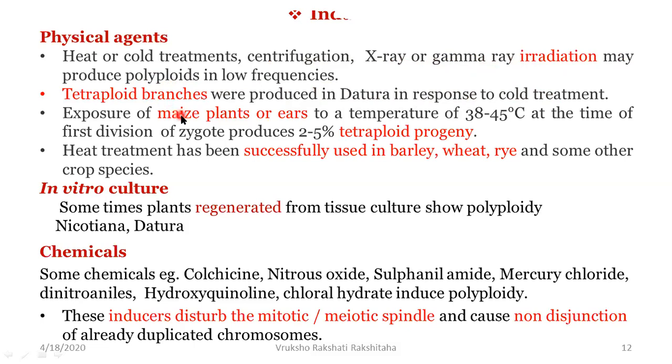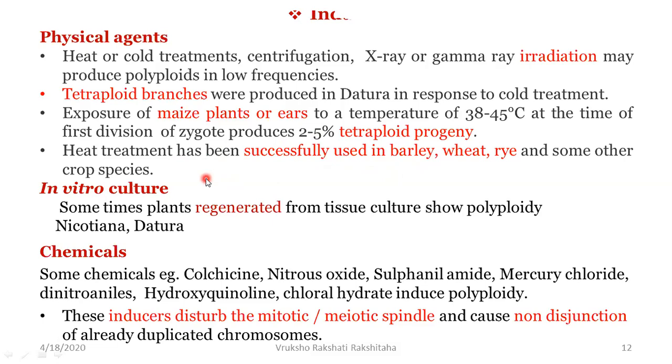Similarly, when maize plants or the ears of maize are exposed to a temperature of 38 to 45 degrees centigrade, especially at the time of the first division of the zygote, nearly 2 to 5% of the progeny produced was found to be tetraploid. Now, heat treatment has been successfully used in barley, wheat, and rye, and also some other crop species.